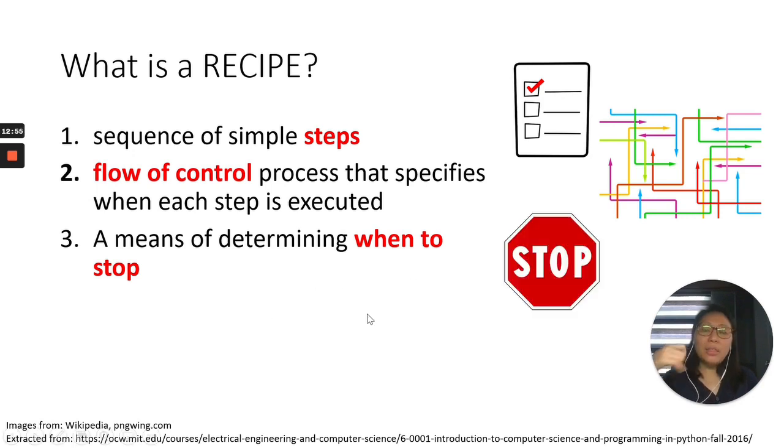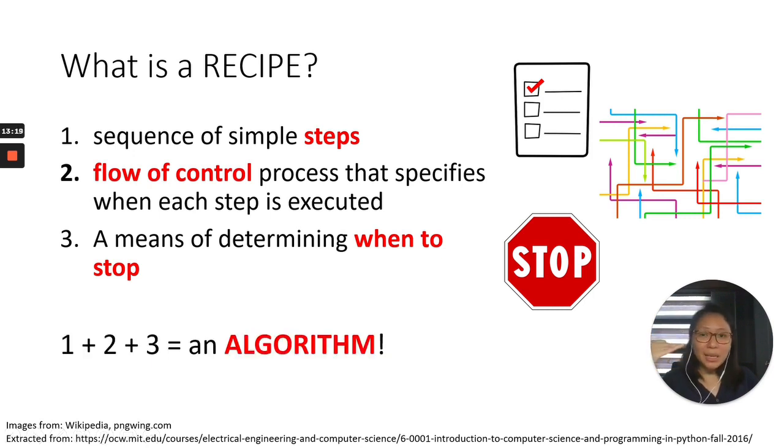And then there is also a way to stop. So when did we stop? When we decided that the values are close enough. So these are the important components of a recipe. Simple steps, flow of control, and a way to stop. This is an algorithm. Okay, so a recipe is an algorithm. That's why it plays a special, very important role in programming.